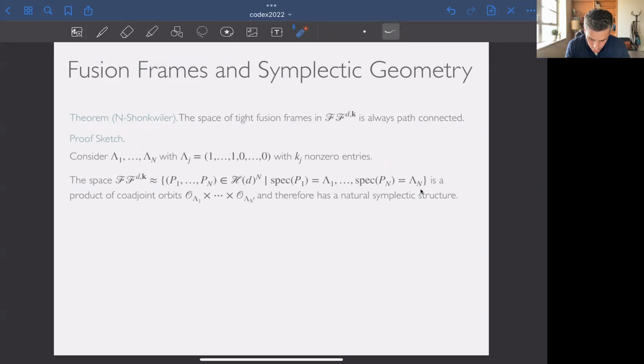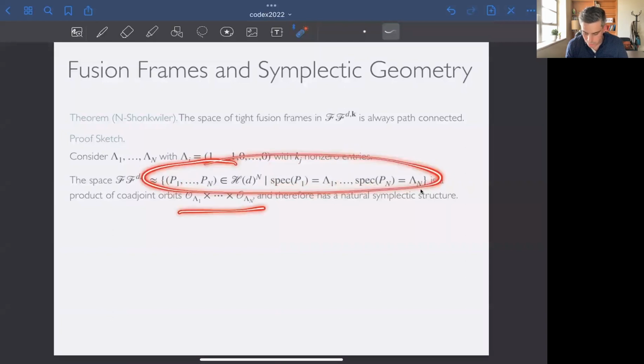Okay, so I can consider these vectors where lambda_j has k_j ones and then padded out by zeros. This space of fusion frames with prescribed ranks, I can identify with the space of tuples of Hermitian matrices with these spectra. And then by the same linear algebra arguments from before, the space of Hermitians with prescribed spectrum is going to be a coadjoint orbit. These are basically independent of each other, so this whole space is a product of coadjoint orbits.